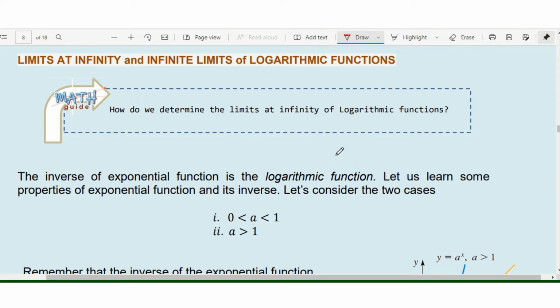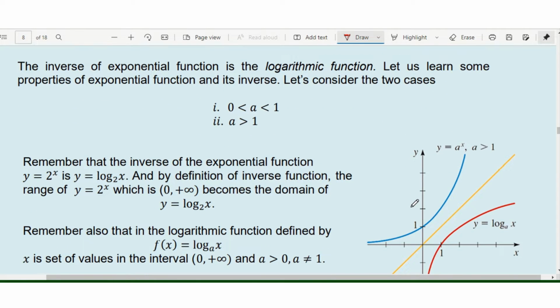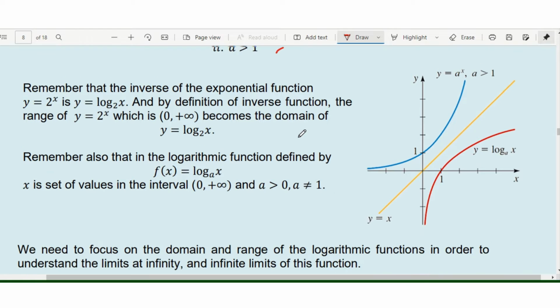The logarithmic function is the inverse of the exponential function. Now, to be able to solve for the limits at infinity and infinite limits of logarithmic functions, we need to understand the two cases. First, when the base a is greater than 0 but less than 1, and when the base a is greater than 1. So we need to understand first how the graph of a logarithmic function behaves with these two possible cases.